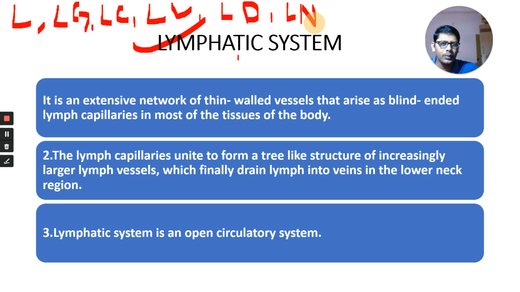It is an extensive network of thin walled vessels that arise as blind ended lymph capillaries in most of the tissues of the body. Blind ended, what does it mean?